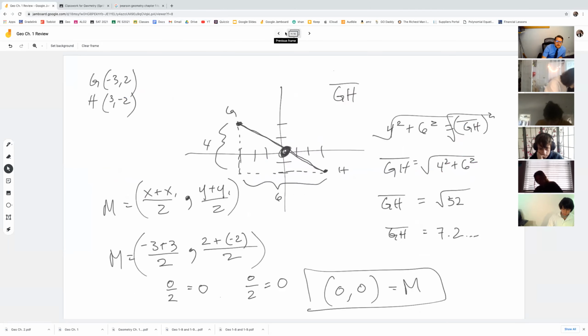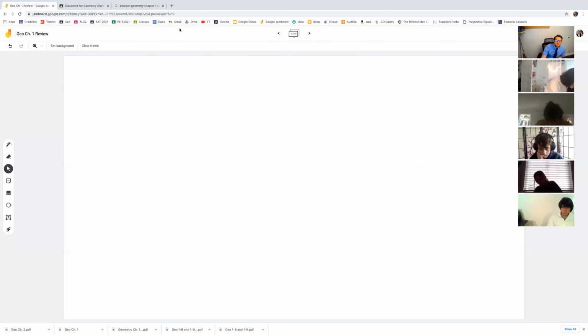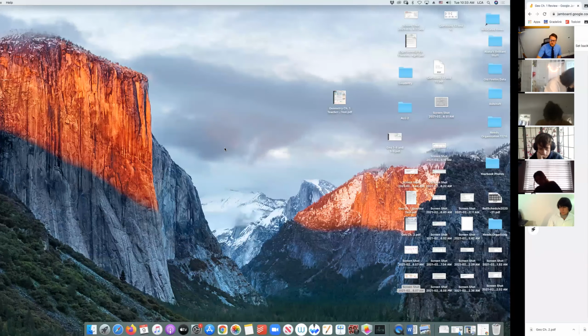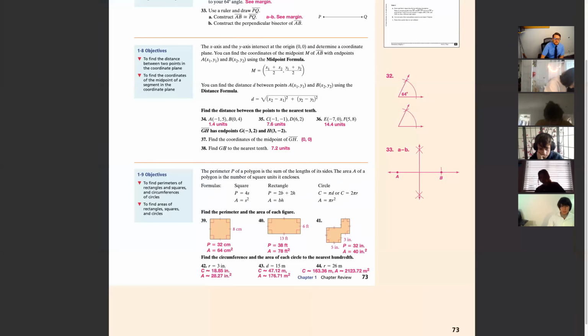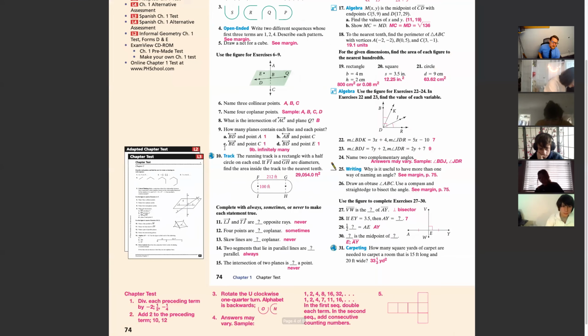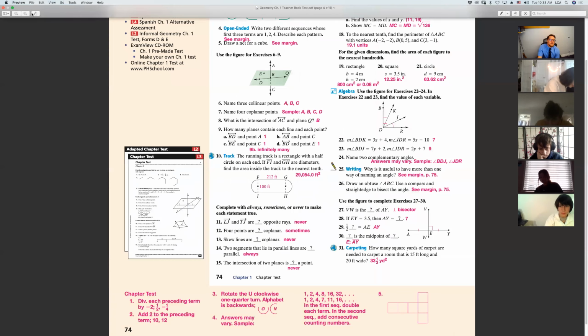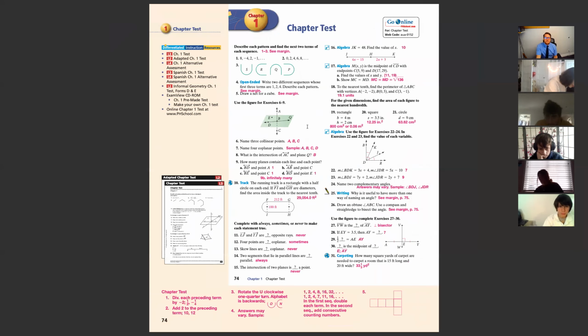Now, I'm going to open it up for a moment of questions. Are there any questions that you guys would like answered? That's the end of the review section. This chapter test is for you guys to practice on your own and to check your work to see if you got the answers correct. So any questions?